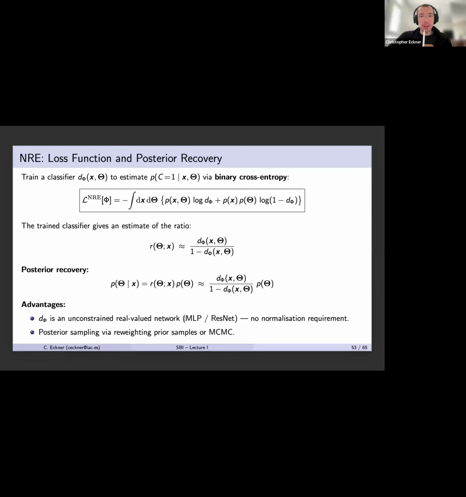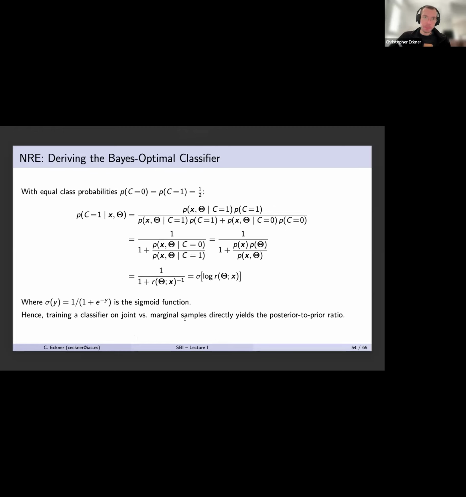Right, exactly. Okay, so this is basically just the analytic derivation of why this works in this case and why you get the correct shape as a classifier that is working optimally. You can go through it later. It's not so important here.